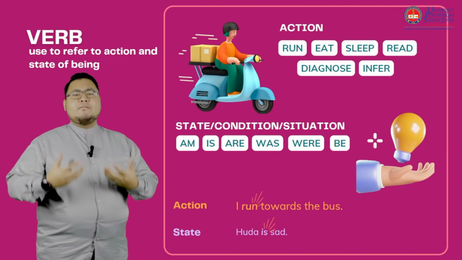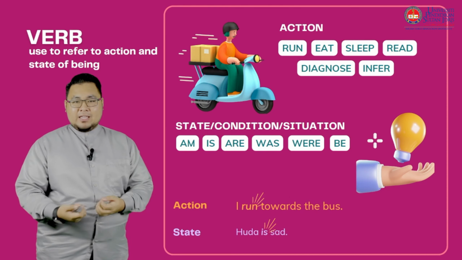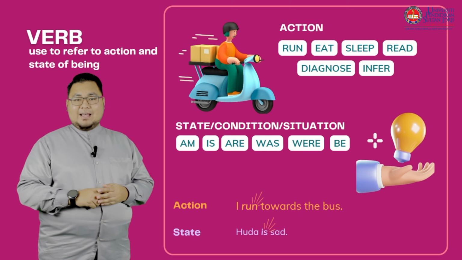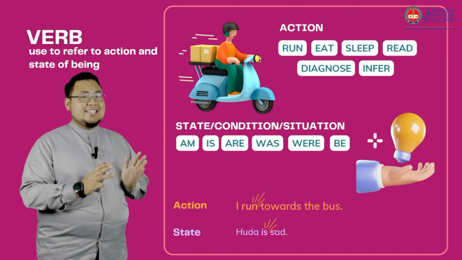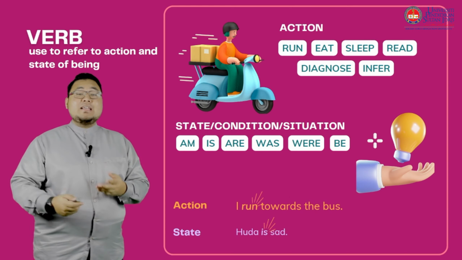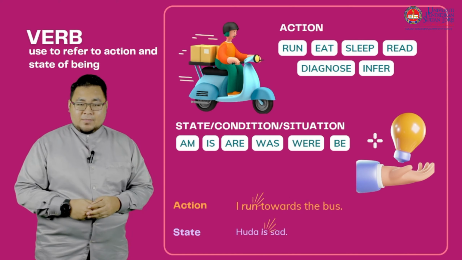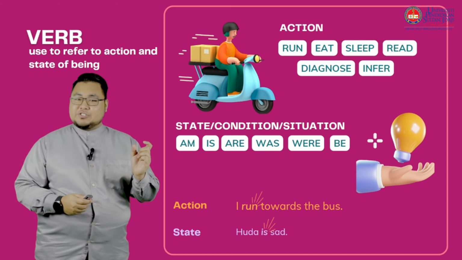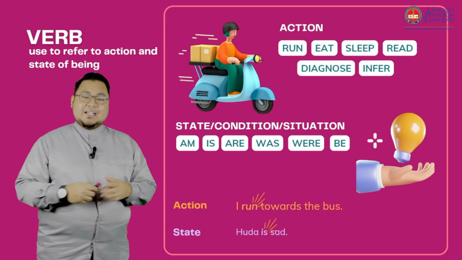What is verb? Verb is the word used to explain that you are doing something. There are 2 types of verb that we have. First is what we call action verb, and the second one is state, condition, and situation. Let's look at the first one, action verb. This is the type of words that you use to explain what you are doing. For example, if you're running, then the word run becomes an action verb. You are sitting, the word sit is considered an action verb.